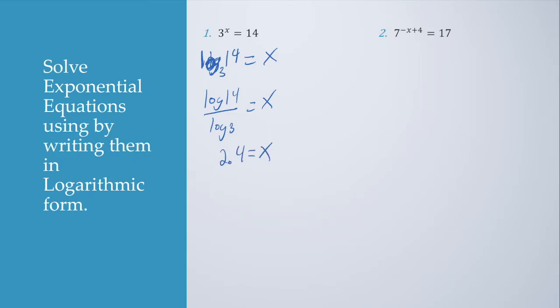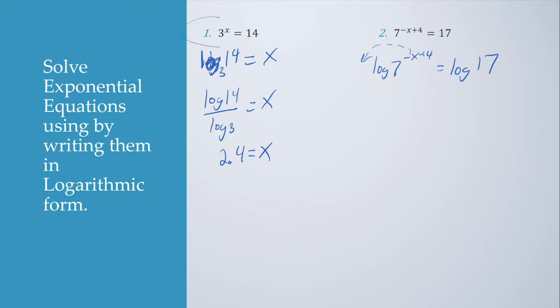Let's try this again. Now I have 7 to the negative x plus 4 equals 17. I'm going to solve this one by taking the log of both sides. So I have log of 7 to the negative x plus 4 equals log of 17. And remember, I can take the log of both sides because I want to get this exponent, my variable, to no longer be an exponent.